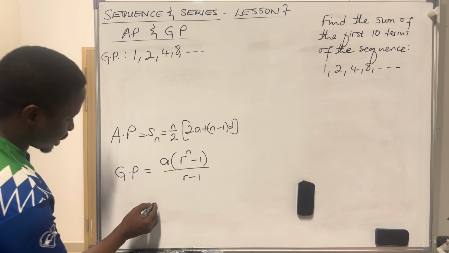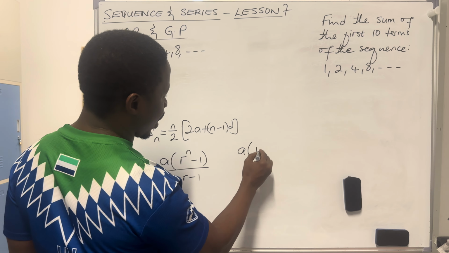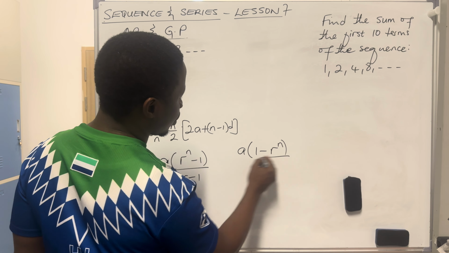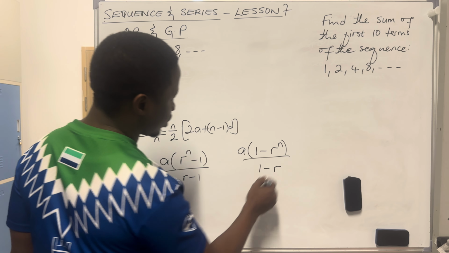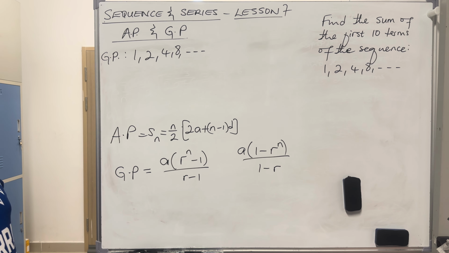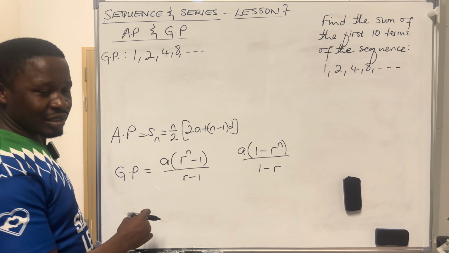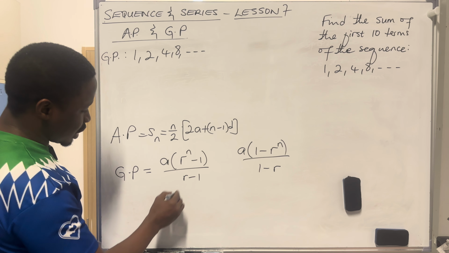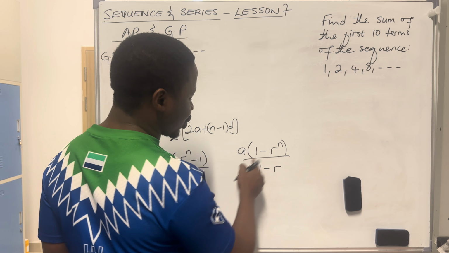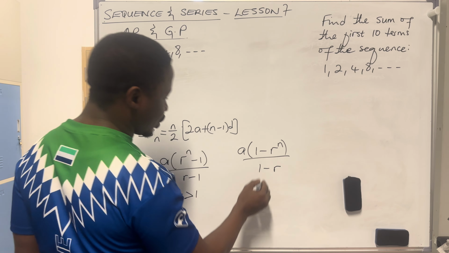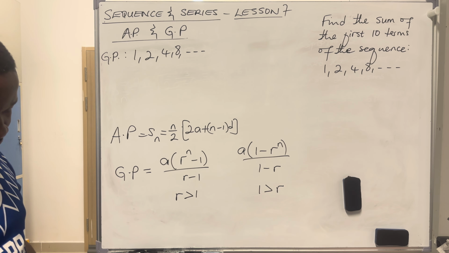We have another one that says a into 1 minus r to the n over 1 minus r. Ask yourself this question: r and 1, which one comes first? If r comes first, use the first formula, when r is greater than 1. 1 and r, which one comes first? If it is 1, use this when 1 is greater than r. I hope it is clear.